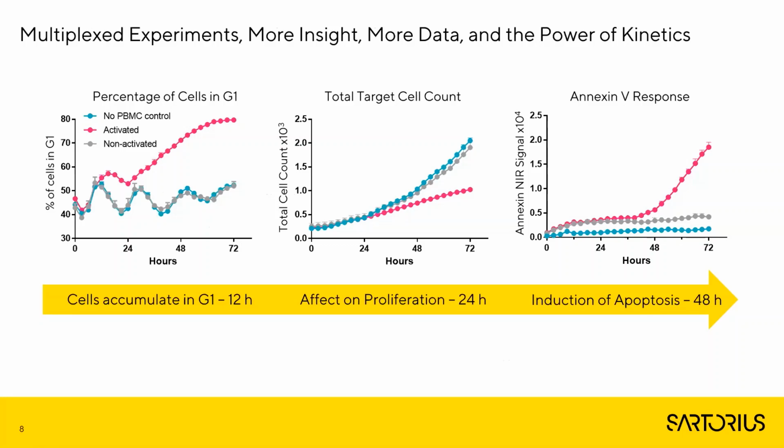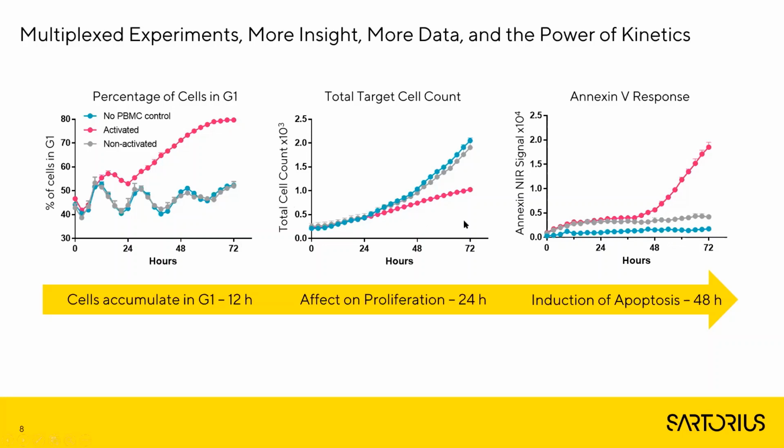That's shown here, and I kind of put a kinetic spin on this. First, starting at left, we can think about this as over time, what observations can we make? First, we see that the percentage of cells that are arrested in G1 begin at about the 12 to 24 hour time point, relative to the controls, the no PBMC and the non-activated controls. If we move to the right one graph, we see that the total cell count begins to deviate from the controls at around that 24 to 28 hour time point.